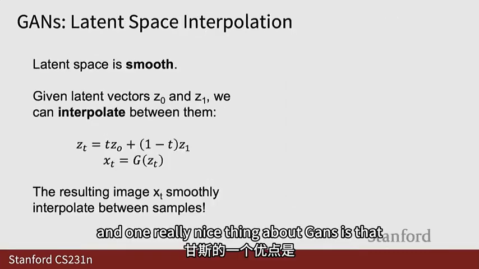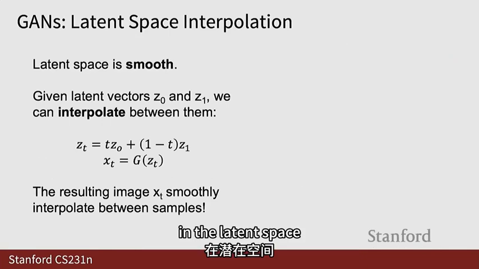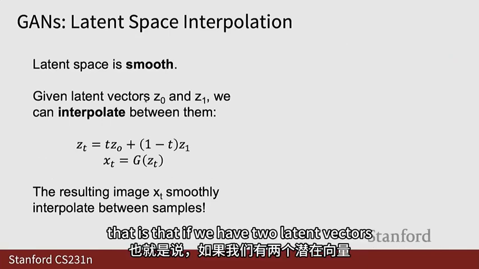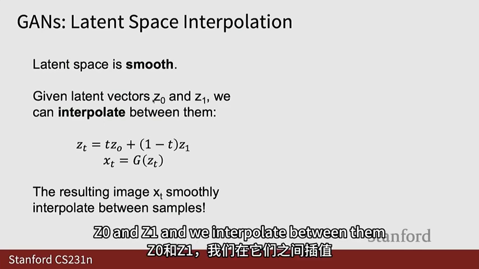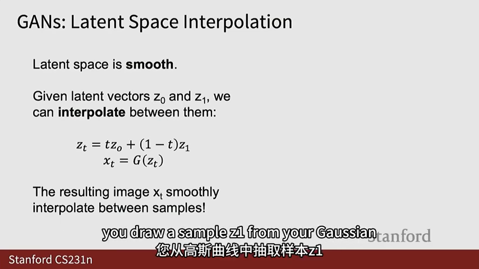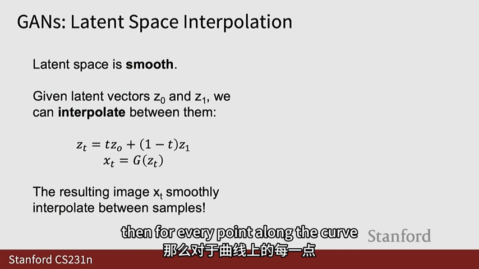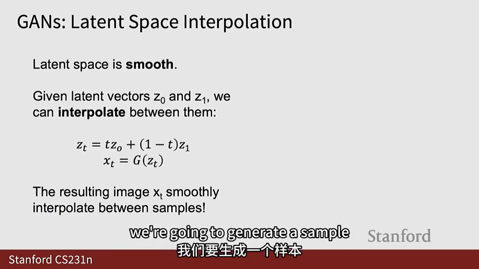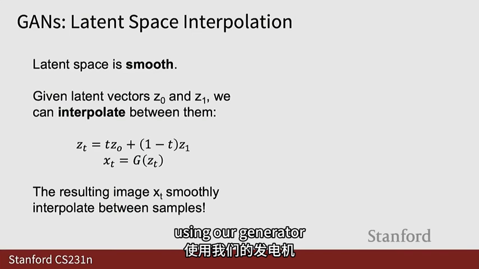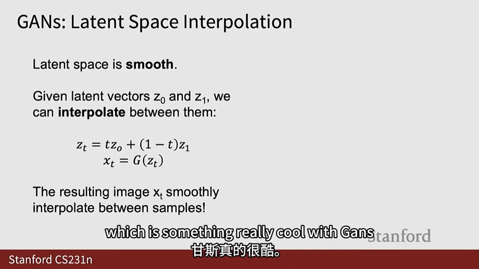And one really nice thing about GANs is that they actually tend to learn something smooth in the latent space. What I mean by that is, if we have two latent vectors Z0 and Z1 and we interpolate between them, that is, you draw a sample Z0 from your Gaussian, you draw a sample Z1 from your Gaussian, then you interpolate some kind of curve between Z0 and Z1. Then for every point along the curve, we generate a sample using our generator. Then if we do that, we tend to get smooth interpolations in this latent space, which is something really cool with GANs.